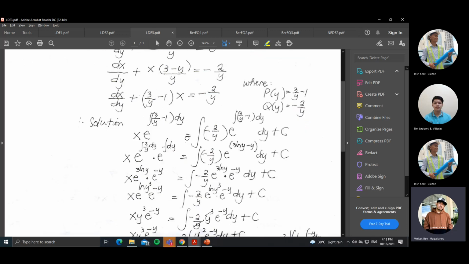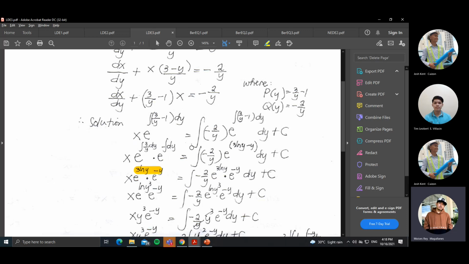And then we solve this power. We separate the 3 over y and the negative 1. The 3 can be taken out, so this is dy over y. And the integral of dy over y is just ln of y. As for the negative integral of dy, it is just negative y. So that is our answer.